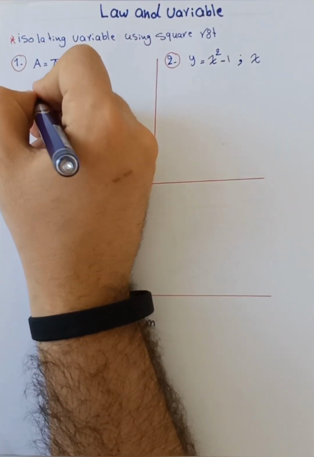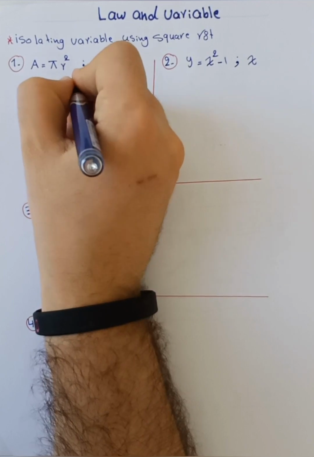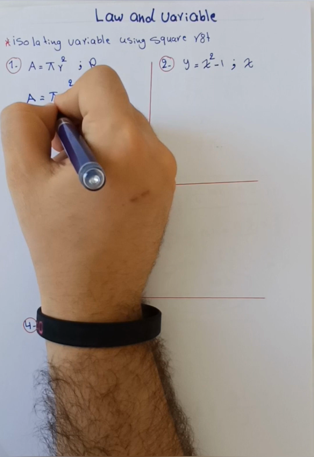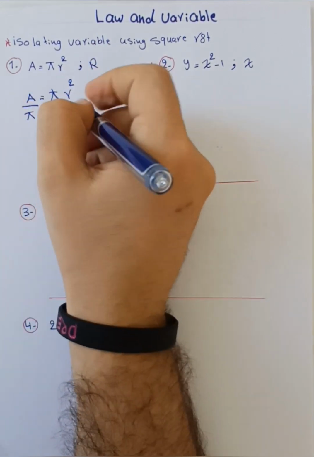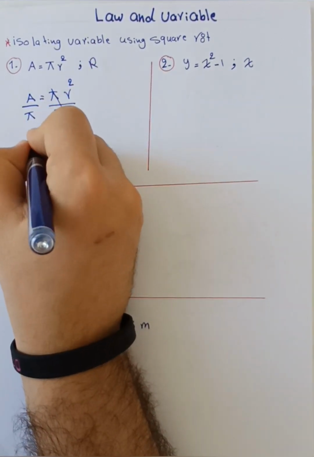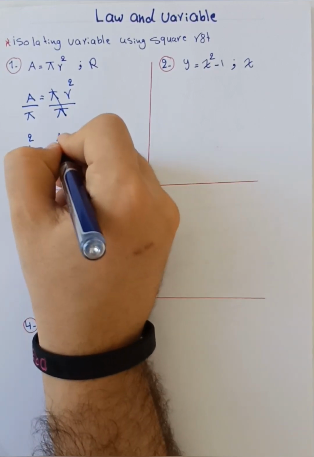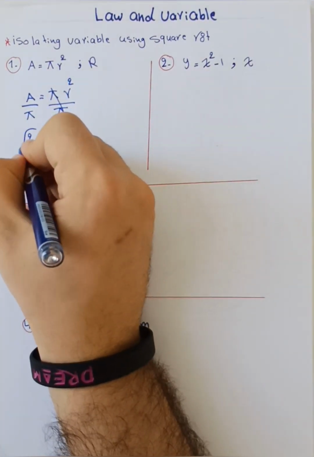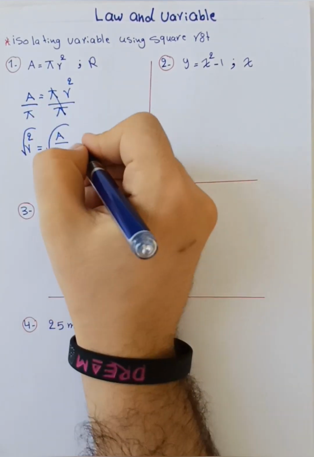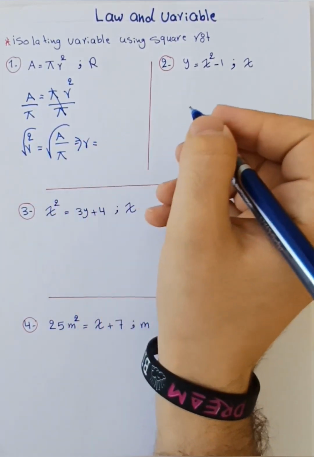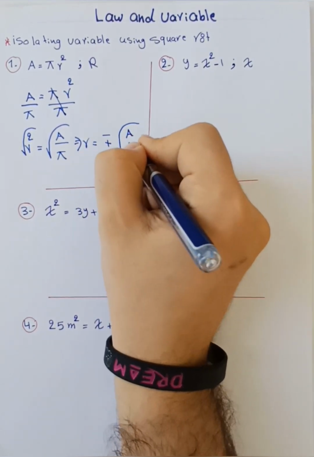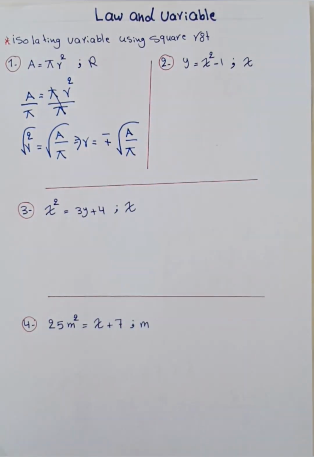So we have a equal to pi r squared. We have to divide both sides by pi. These two pi's are reduced, so r squared equal to a out of pi. And then we have to take the square root for both sides. r equal to positive negative square root of a out of pi.